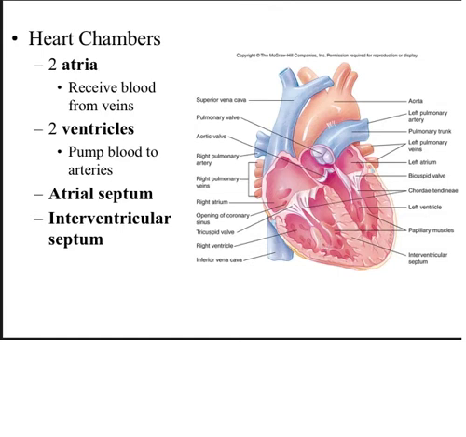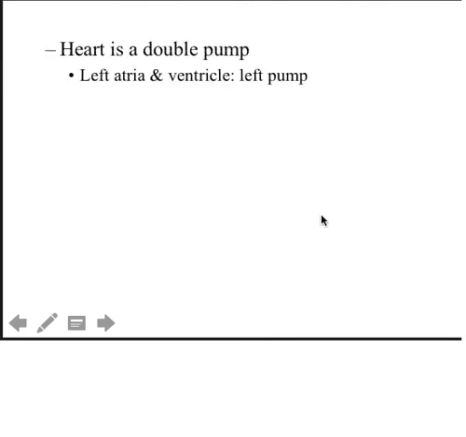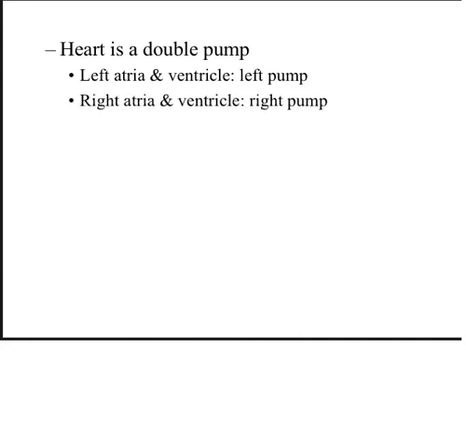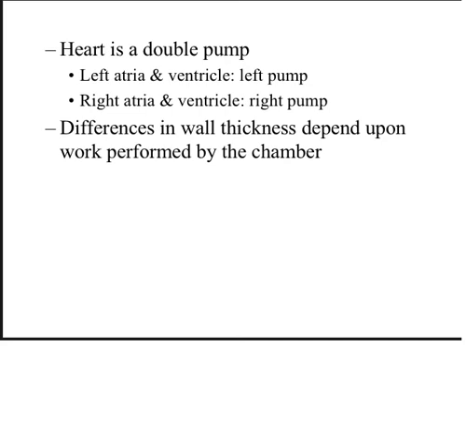So they don't have to provide nearly as much force in order to perform their task. The atria, of course, only have to push blood from the upper to the lower chambers, and so they're relatively weak. The heart is a double pump. The left atria and the left ventricle make up the left pump, while the right atria and ventricle make up the right pump. Very important to understand that the amount of blood ejected by the left and the right side of the heart under normal circumstances is always the same.